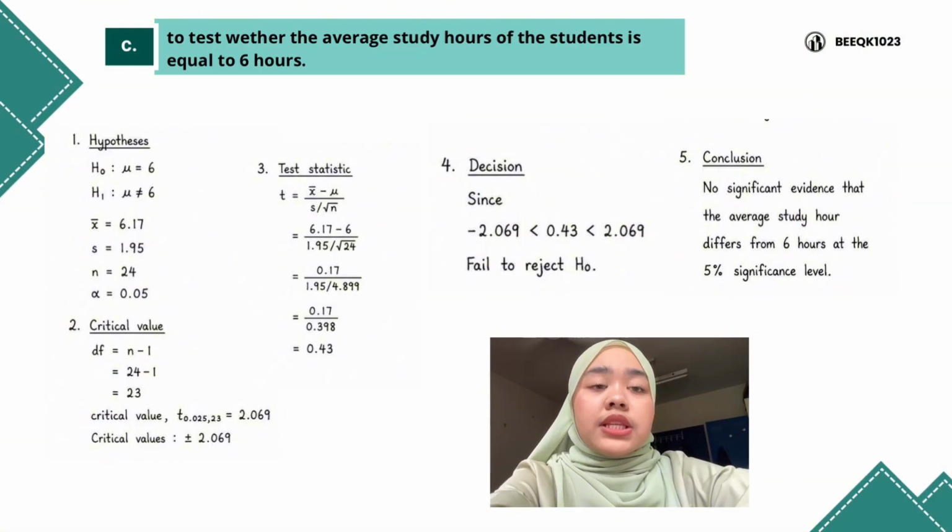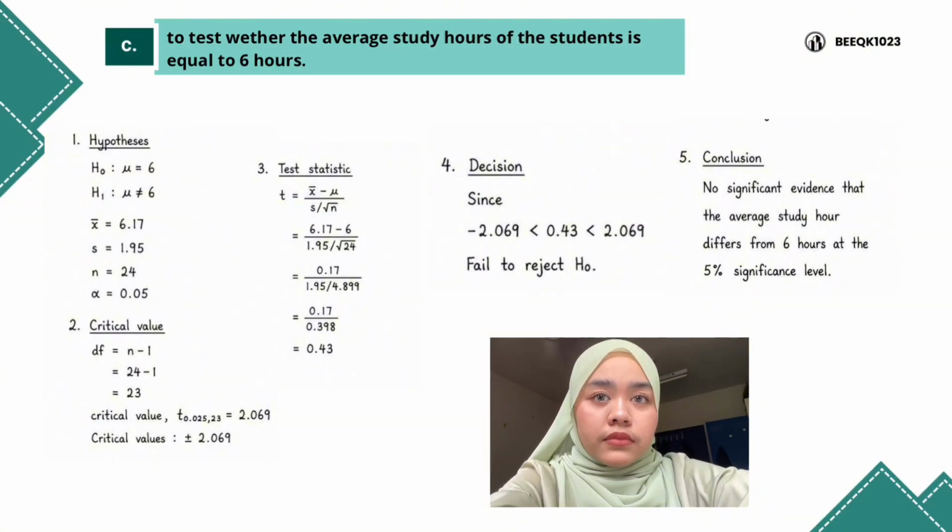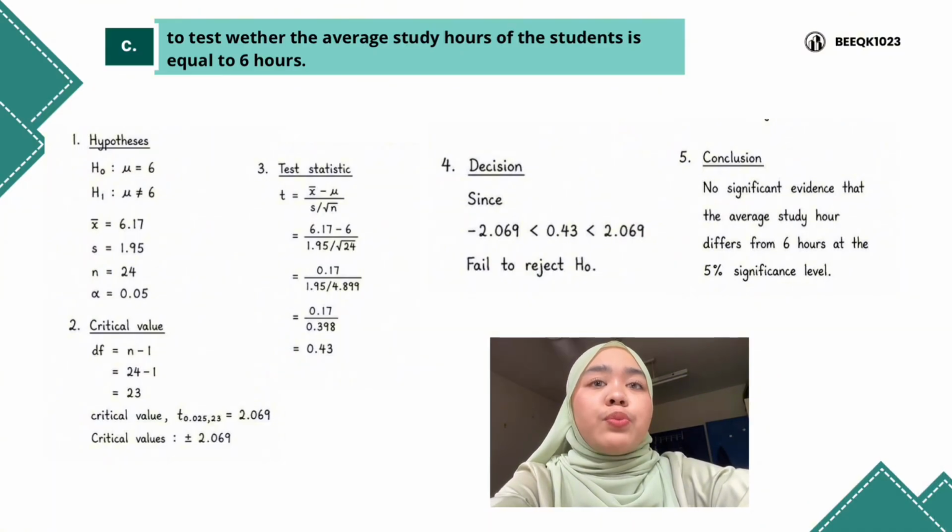The sample mean 6.17 minus the hypothesized mean 6, divided by the standard deviation 1.9 over the square root of 24. So this becomes 6.17 minus 6 divided by 1.9 divided by the square root of 24. This simplifies to 0.17 divided by 0.398, giving a t value of 0.43.